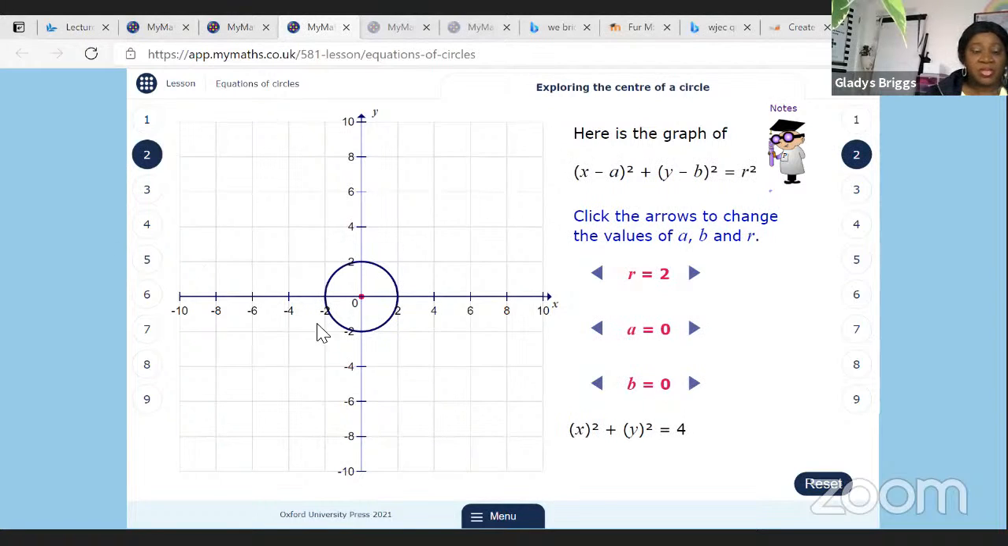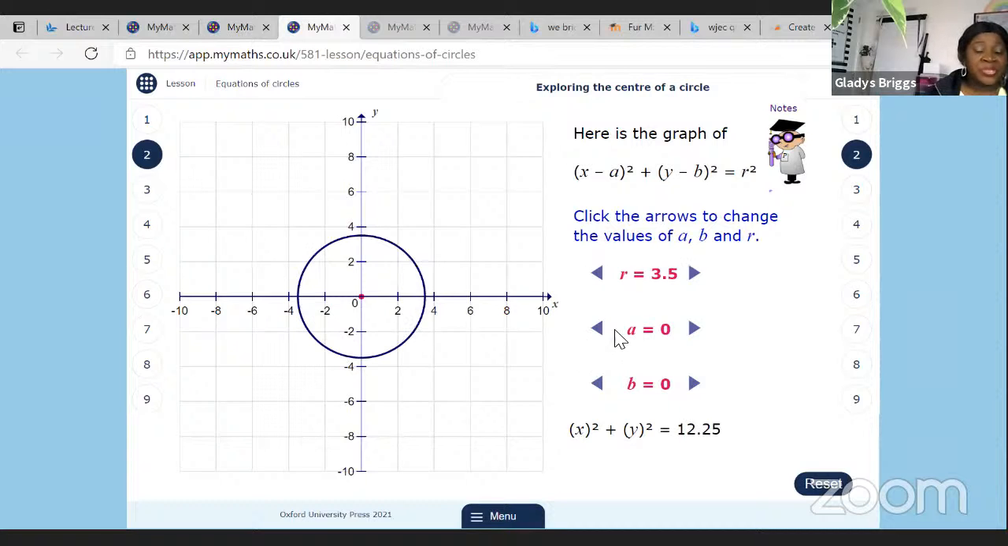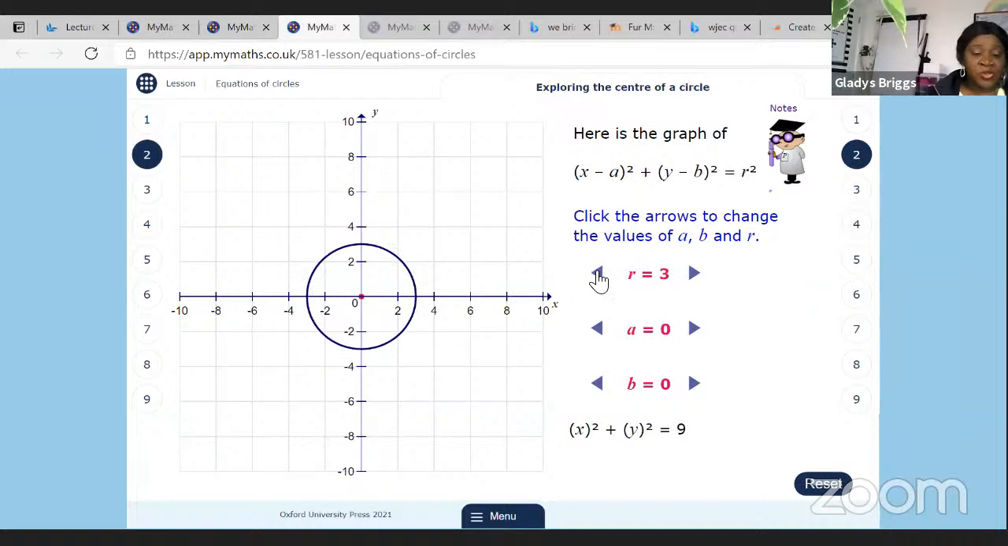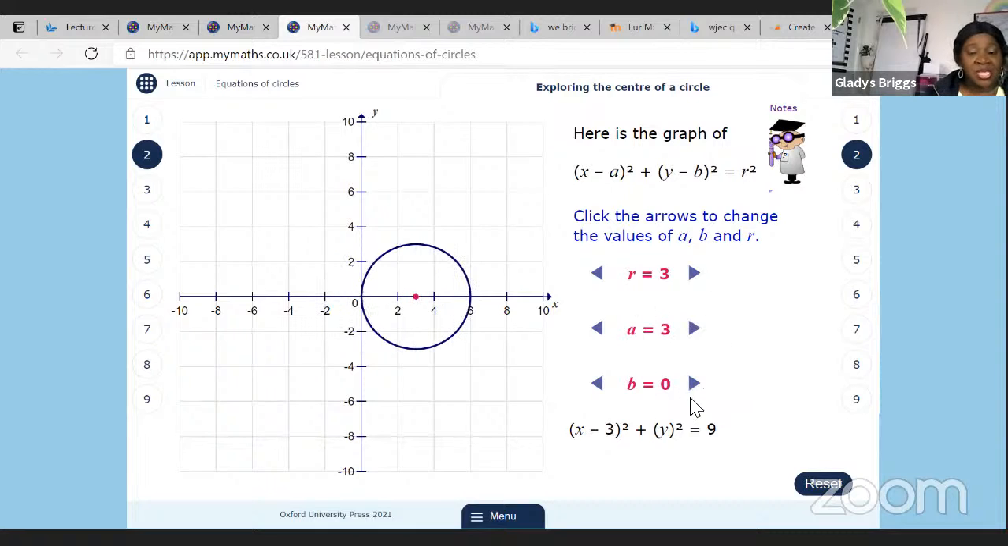So now you've had a look at the radius, and the center of the circle: x minus a squared plus y minus b squared is equal to r squared. Click the arrows to change the values of a and b. We know what happens when we change the value of r: the circle expands. But when we change a, what happens? Let's go back to when it was 3. When we make a bigger, you see, now it's moved. When we make a bigger, it moves again to the right. When we make b bigger, it moves up and up.